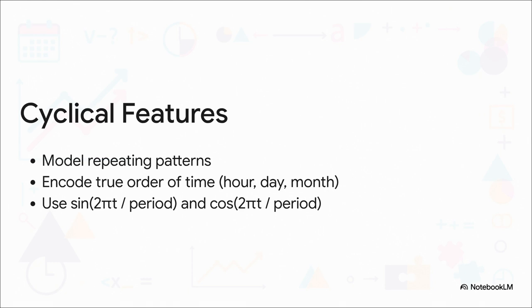So by encoding these cyclical features using trigonometric waves, specifically sine and cosine, we preserve the true circular order of time. We're essentially mapping the time onto a clock face. Now the model intuitively understands that December 31st is mathematically right next door to January 1st.